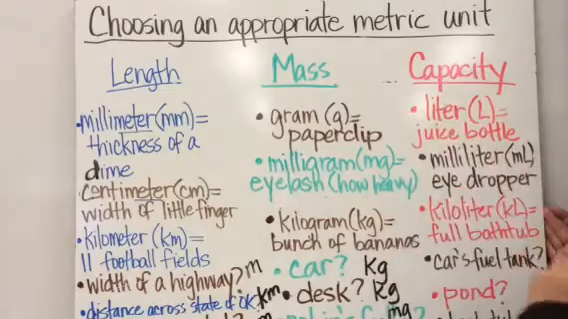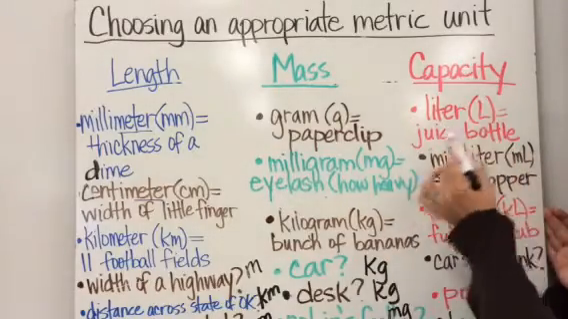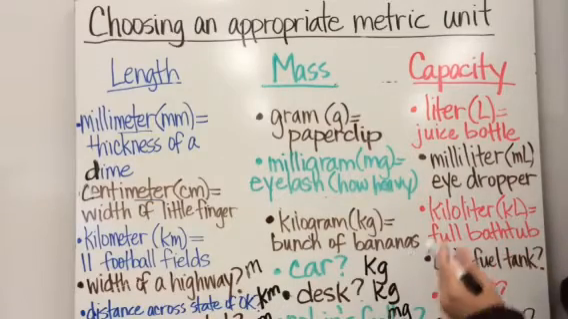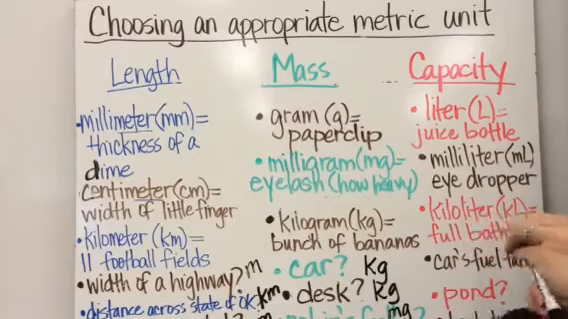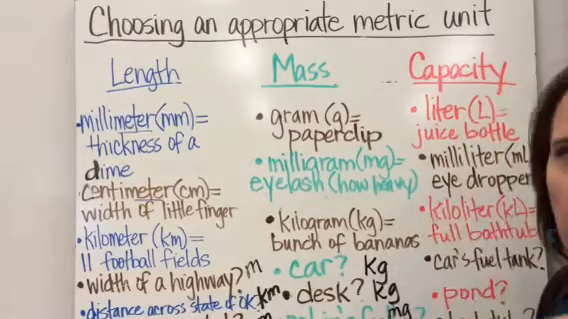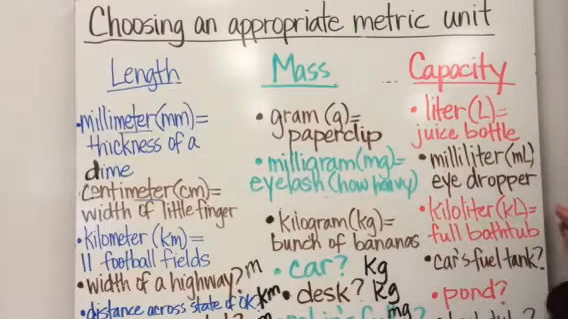And then capacity. We already talked about a liter being about the size of a juice bottle, a nice sized bottle. A milliliter is like an eyedropper. If you needed to take medicine for your eyes, what you dropped into your eyes would be measured in milliliters. A kiloliter would be like a gigantic, nice size soaking bathtub.